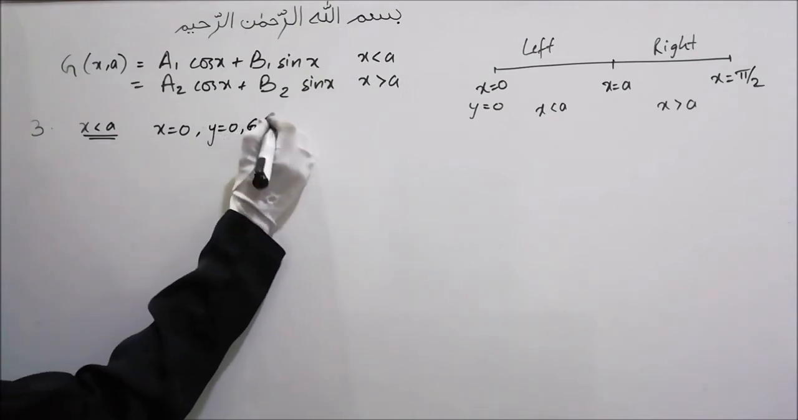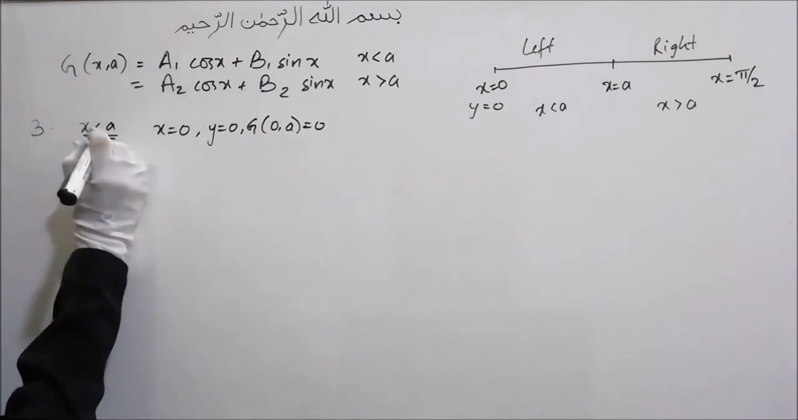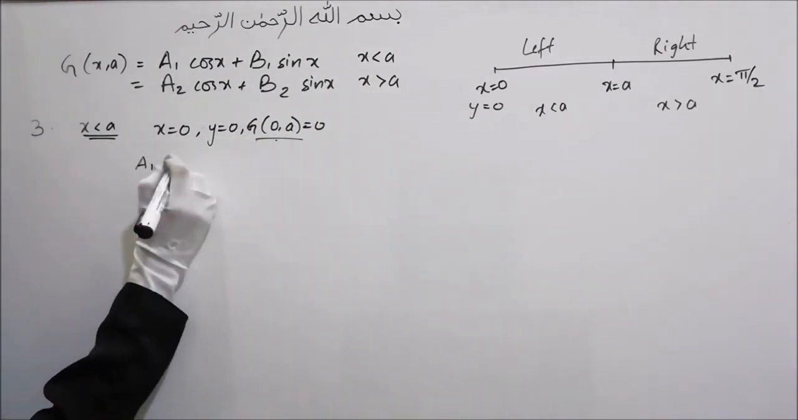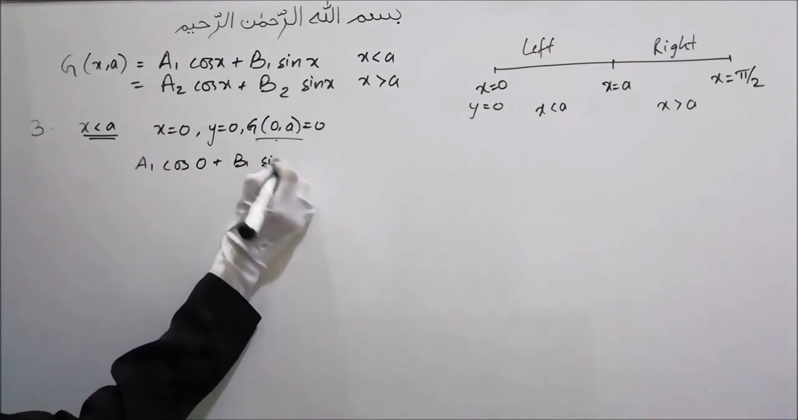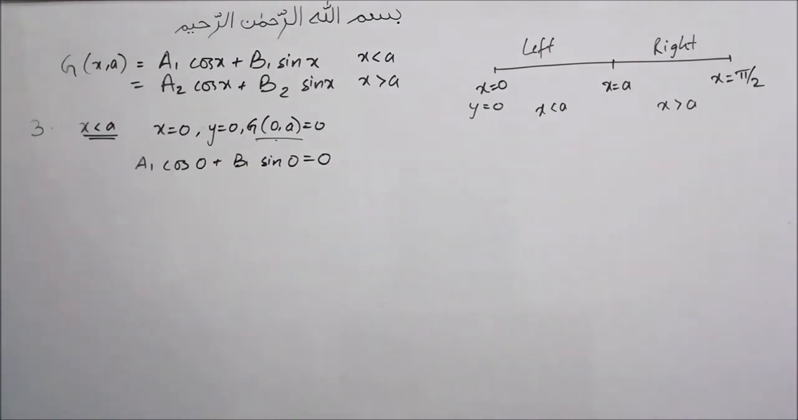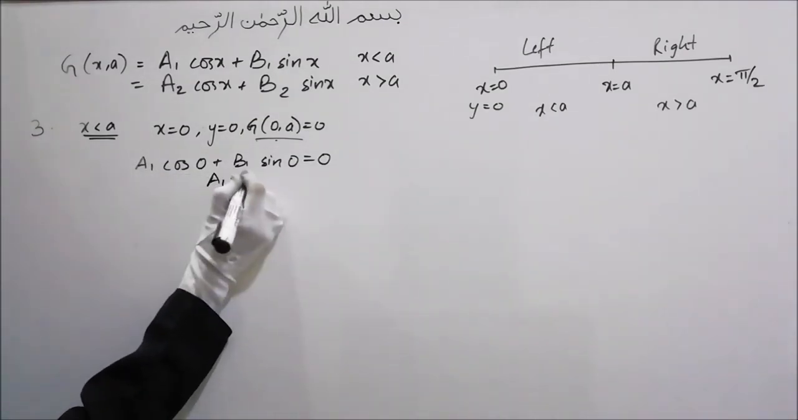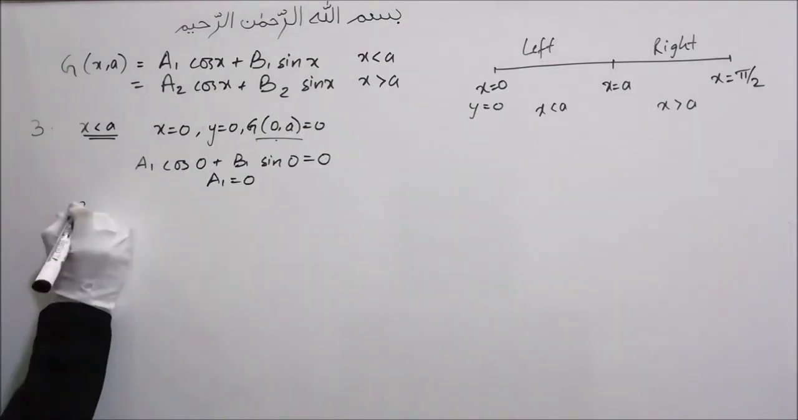This will imply g of 0 comma a is also equal to 0 for this part, x less than a. That means considering this, we'll have a1 cos 0 plus b1 sin 0 is equal to 0. Cos 0 is 1, therefore we'll have a1 is equal to 0. Now we are going to do the same thing for x greater than a.